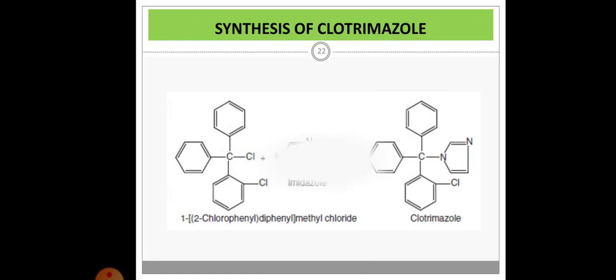Next, synthesis of clotrimazole. It is a one-step synthesis which involves the reaction between 1,2-chlorophenyl diphenyl methyl chloride and imidazole. There occurs a condensation type of the reaction between these two reactants to yield clotrimazole as the final product.